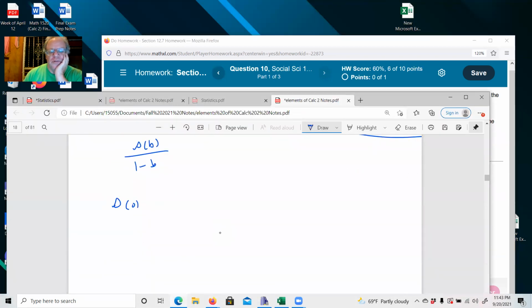S of 0, B equals 0 means 0 bandits to however many civilians you want, to n civilians. So 0 bandits to n civilians.